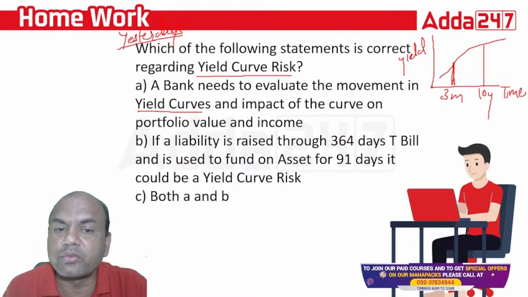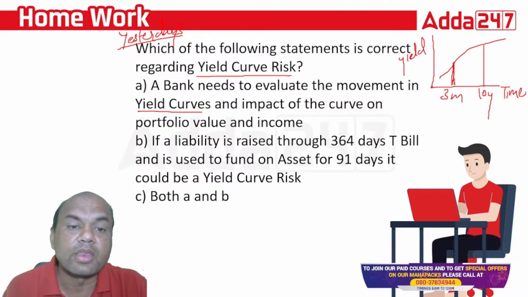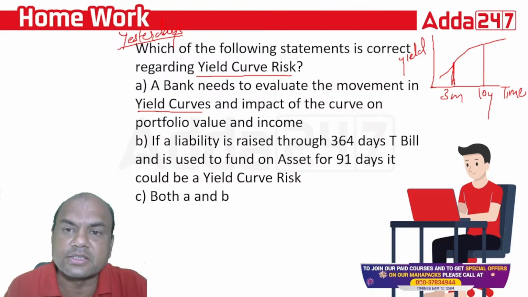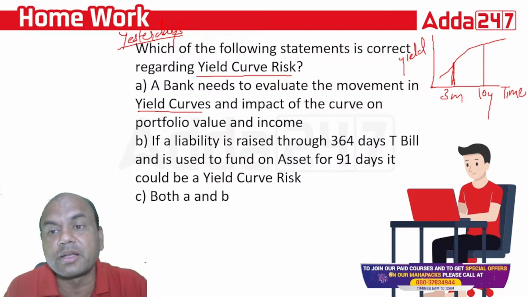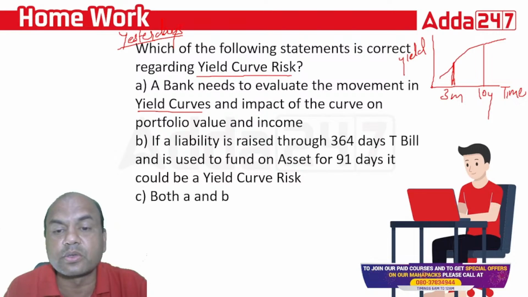So what is this yield curve risk? If it goes down, then what? If it goes up, then what? A bank needs to evaluate the movement in the yield curves and the impact on the portfolio and the income. Obviously the bank needs to check this, because as the yield curve changes, the bank's income and earnings also change, and profit and loss also change. If the liability is raised through a 364-day T-bill and is used to fund an asset of 91-day T-bills, it will lead to yield curve risk.